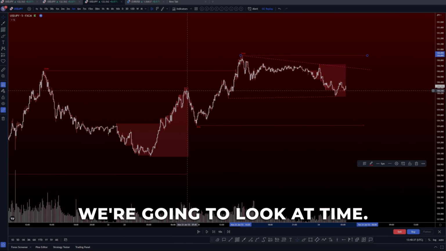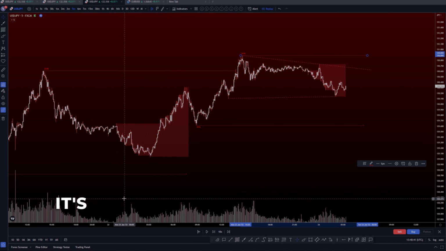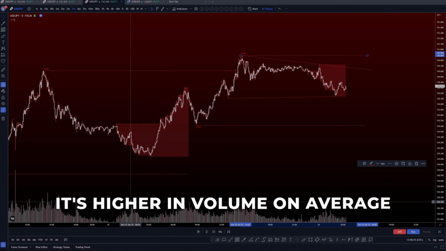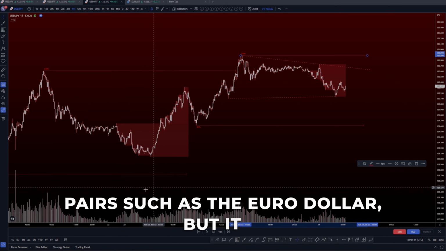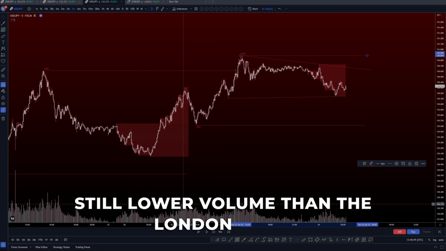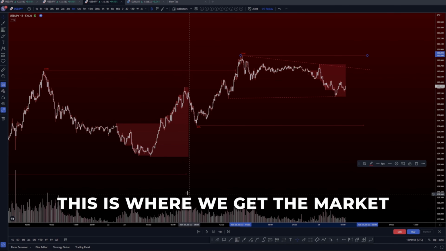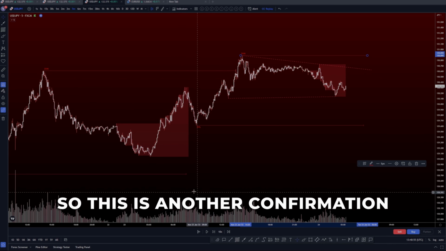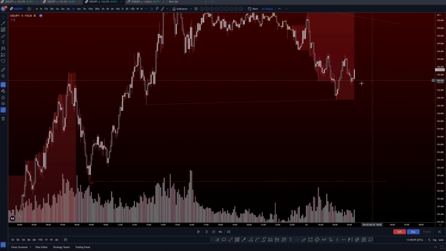We're going to look at time. We can see that this is the Asia session. We can see it's fairly low volume. It's higher in volume on average than other market pairs, such as the euro dollar, but it is still lower volume than the London Open. We can see the volume really picks up by here. This is where we get the market turnaround. So this is another confirmation that our zone is going to contain unfulfilled orders.